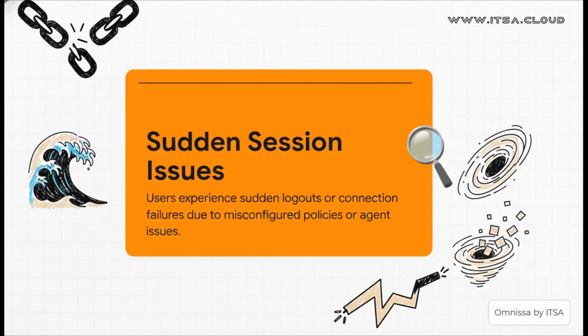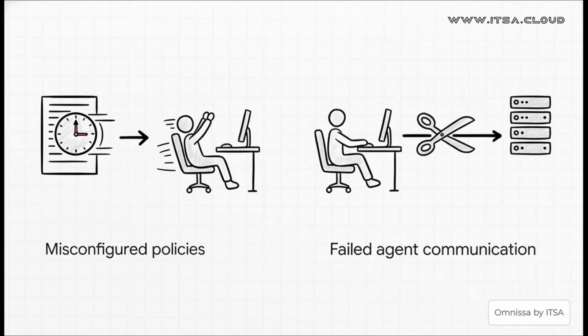And our final culprit, sudden session issues. For a user, this might be the most jarring problem of all. One second they're in the middle of their work, and the next, poof, they're logged out. Or they try to connect and just can't, even when everything else seems to be working fine. And the triggers for this are often buried deep in your configurations. A misconfigured group policy could be enforcing a really aggressive session timeout, for instance. Or it could bring us full circle right back to our first suspect, a temporary glitch in agent communication that was just long enough to kill the user's connection.